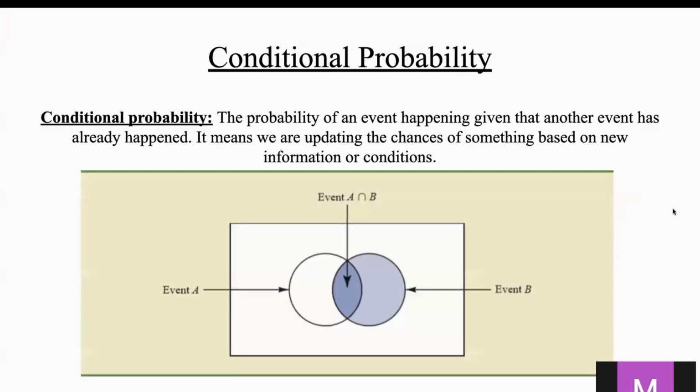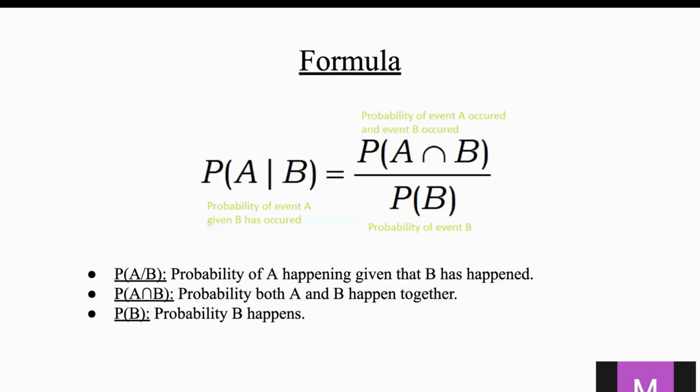So, conditional probability. Conditional probability is the probability of an event happening given that another event has already happened. It means we are updating the chances of something based on new information or conditions. And this is the formula. So the probability of event A given event B has occurred is found by dividing the probability of event A occurred and event B occurred over the probability of event B.